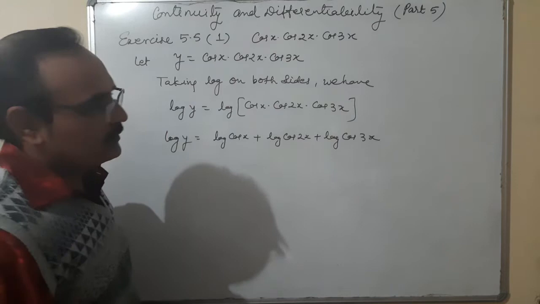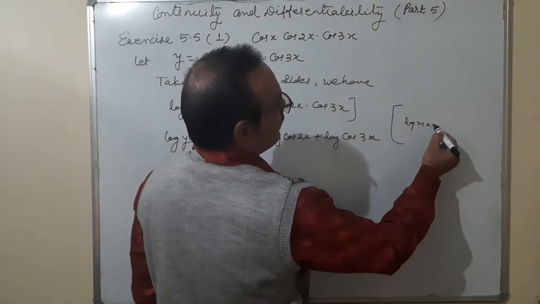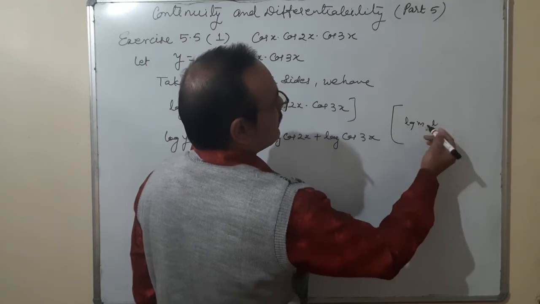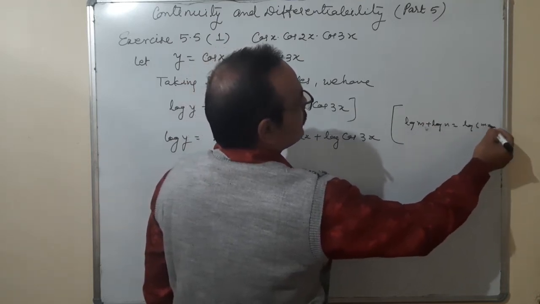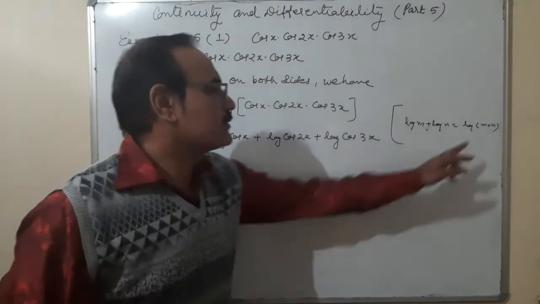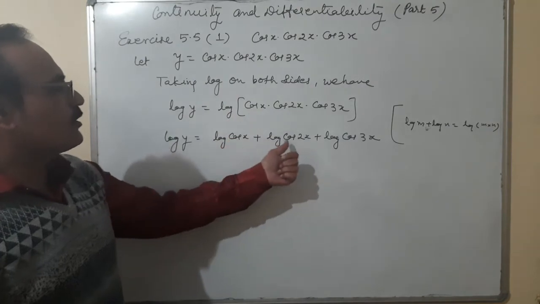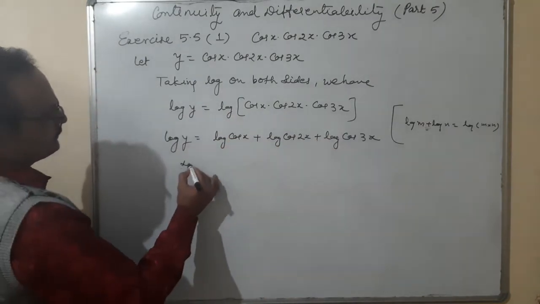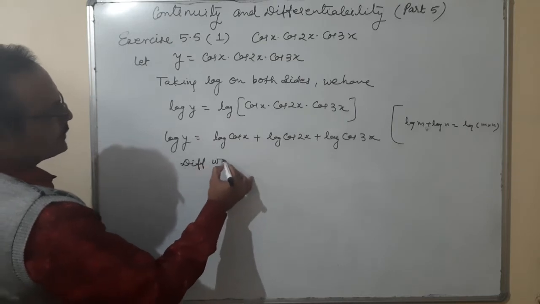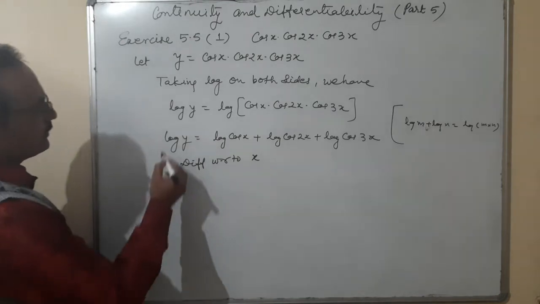Okay, this is the rule: log m plus log n is equal to log of m into n. So the right hand side is log cos x plus log cos 2x plus log cos 3x. And now differentiating with respect to x.